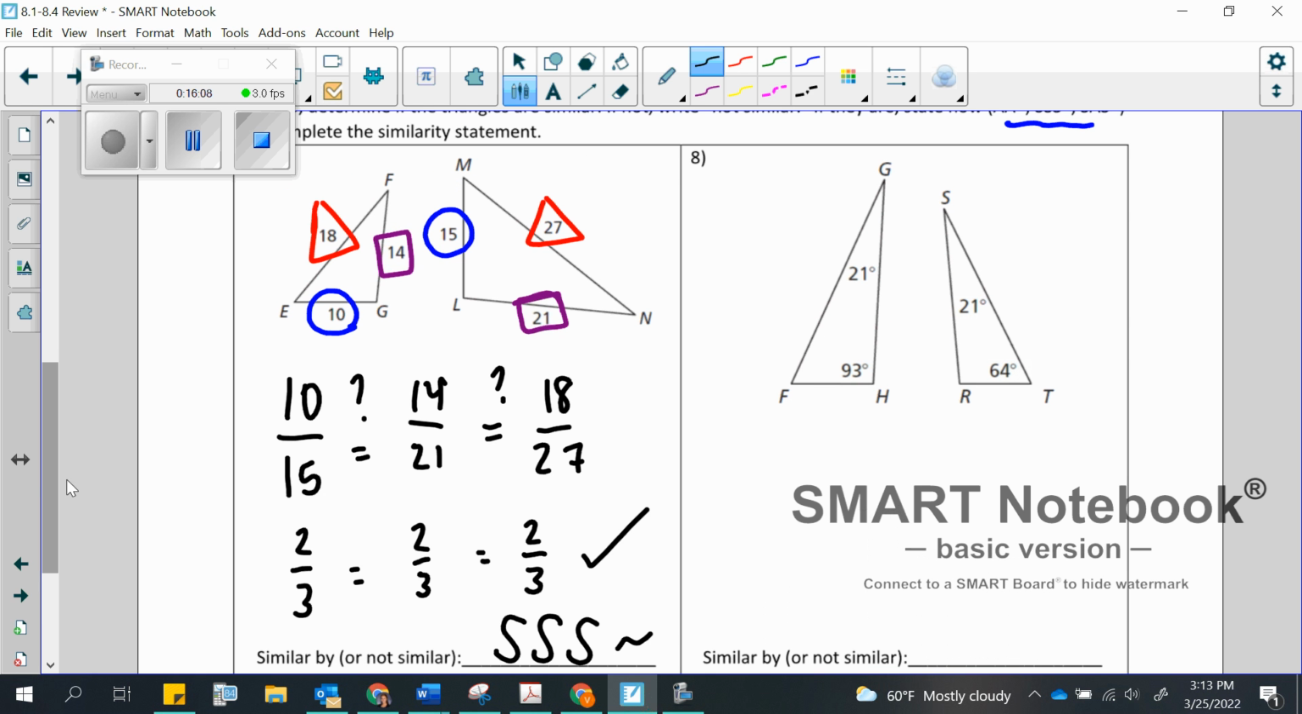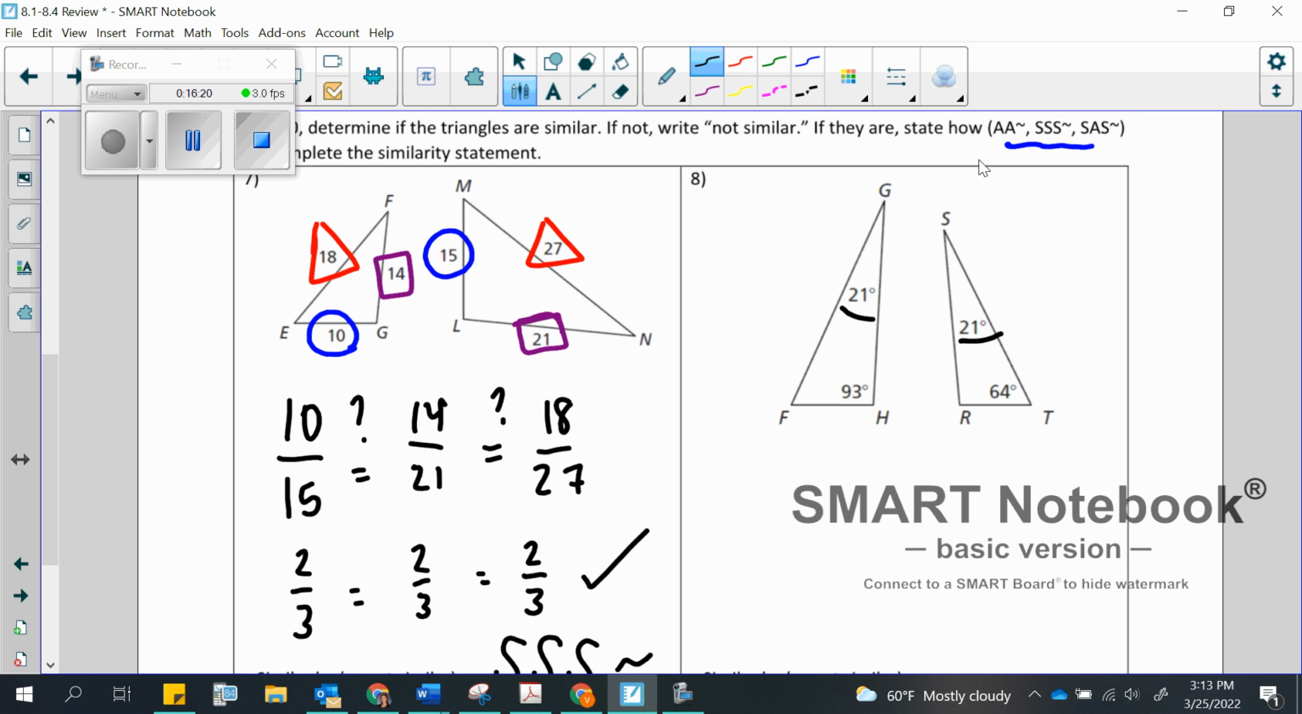You're going to do the same thing in the next one. Well, in this next one, we know nothing about the sides, so let's focus on the angles. We know that one of the angles is congruent, but in order for us to use angle, we need to know two angles. So we need to find both of these third angles and see if any other angles are the same. So we do 180 minus 21 minus 93 to get angle F. And if you do that, you'll get that angle F is equal to 66 degrees. You do the same thing for this triangle, 180 minus 64 minus 21.